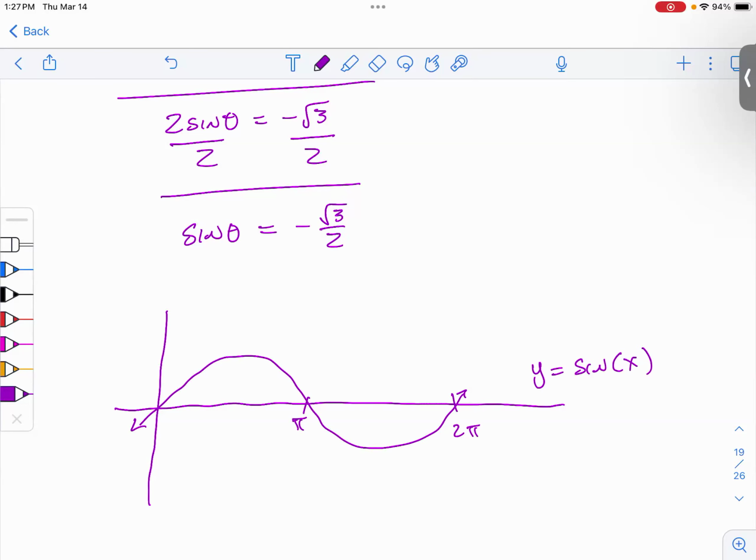And now I use kind of a combination of the unit circle and remembering what the graph is. So negative root 3 over 2, I don't need to know what that number is, but I know it's a negative, which means it's down here. Since I know that the bottom is -1 and the top is 1, negative root 3 over 2 is somewhere in between those, which means how many times is it hitting my sine graph between 0 and 2 pi?